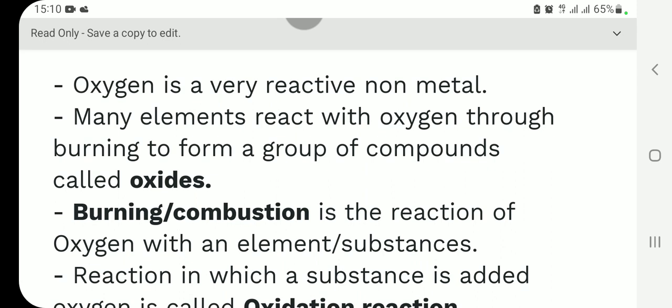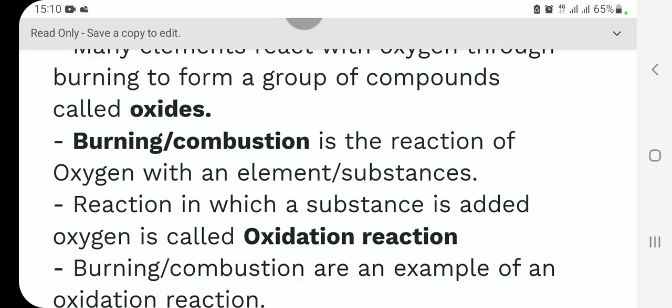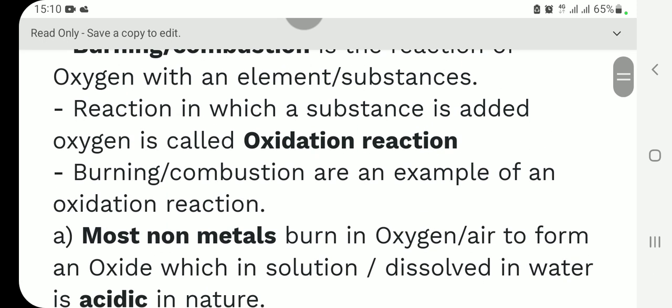Burning and combustion is the reaction of oxygen with an element or substance. A reaction in which oxygen is added to a substance is called an oxidation reaction. If you are ever asked what an oxidation reaction is, this is a reaction in which oxygen is added to a substance. Burning and combustion are examples of oxidation reactions.